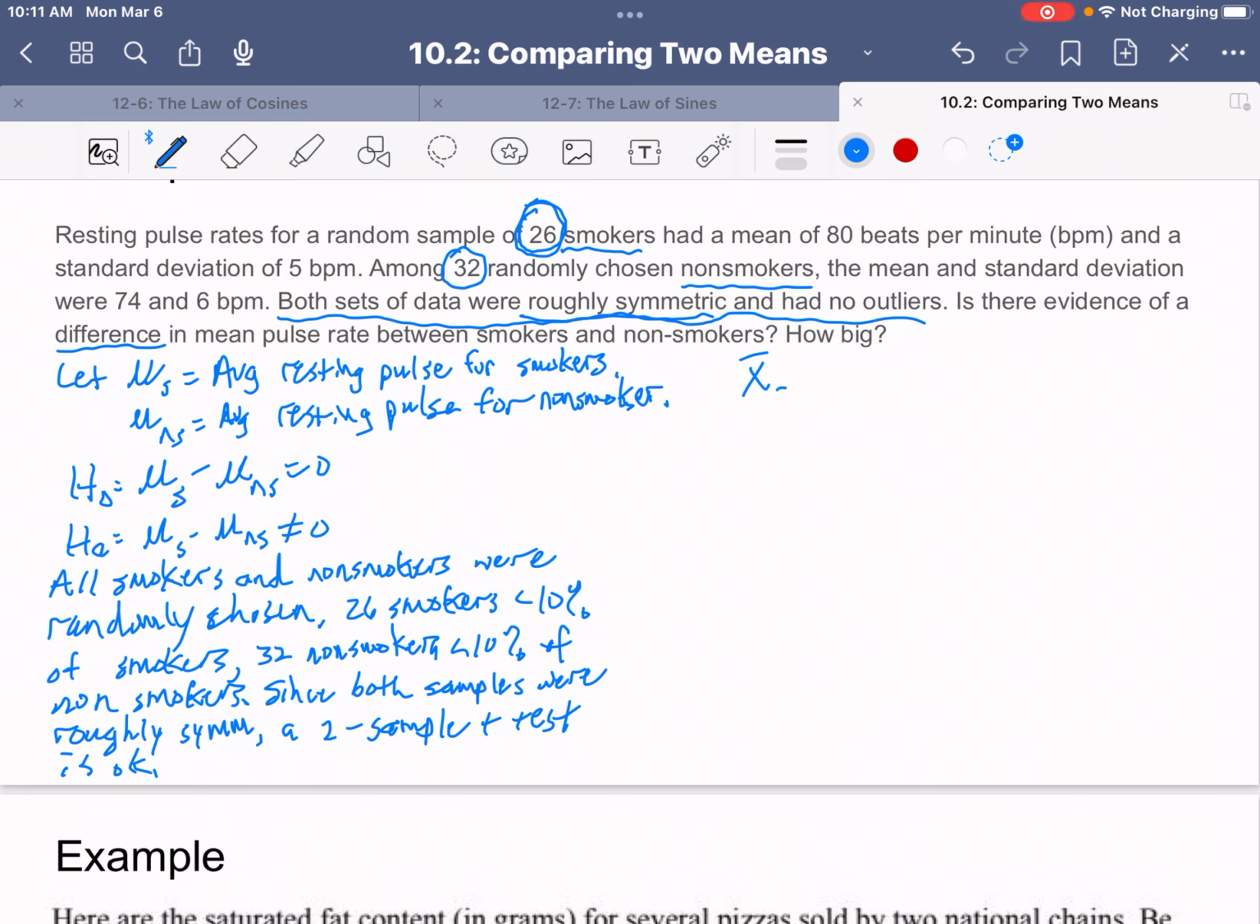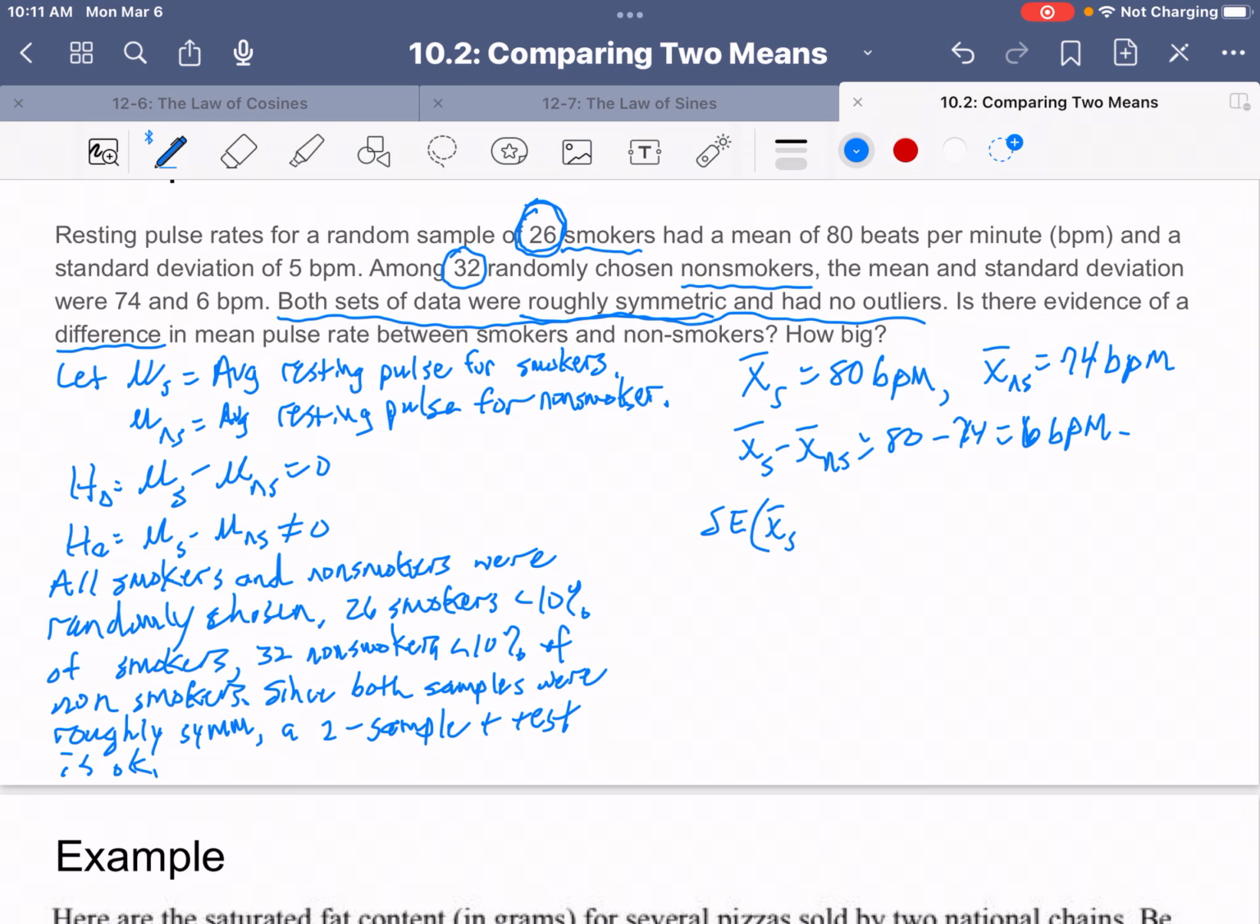So we have X bar for the smokers is 80 beats per minute. And we have that X bar for the non-smokers was 74 beats per minute. So if I take X bar smoker minus X bar non-smoker, that's 80 minus 74 equals 6 beats per minute. So you got to get that observed difference. Okay. Now you want to calculate the standard error of X bar smoker minus X bar non-smoker.